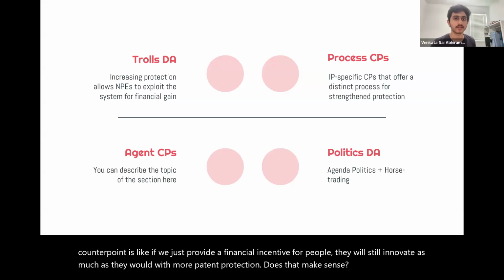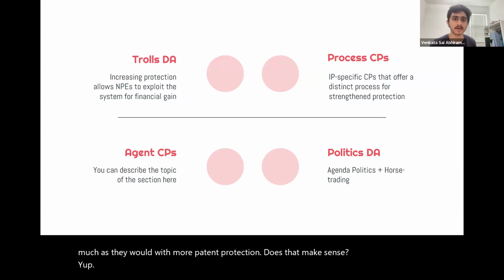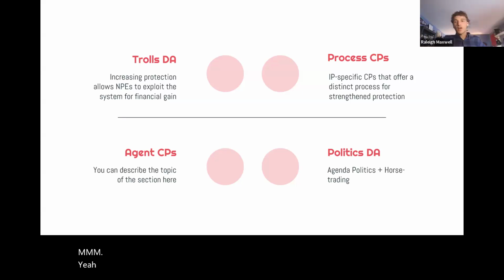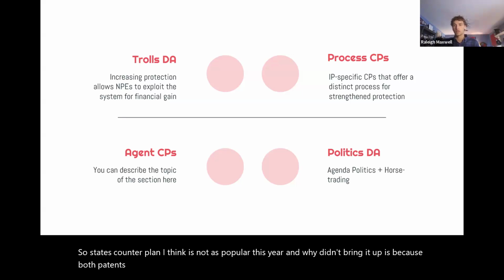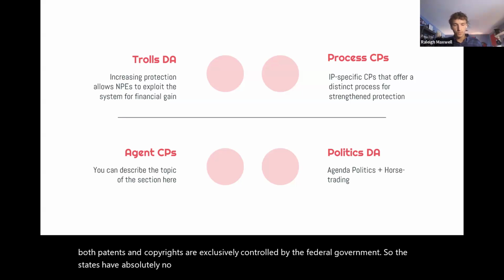Yep, and I also have one more question. I've seen some camps put out a states counterplan on this topic. How would that work, especially if it's completely controlled by the USFG? Yeah. So I think the states counterplan is not as popular this year. And why I didn't bring it up is because both patents and copyrights are exclusively controlled by the federal government, so the states have absolutely no control over those.